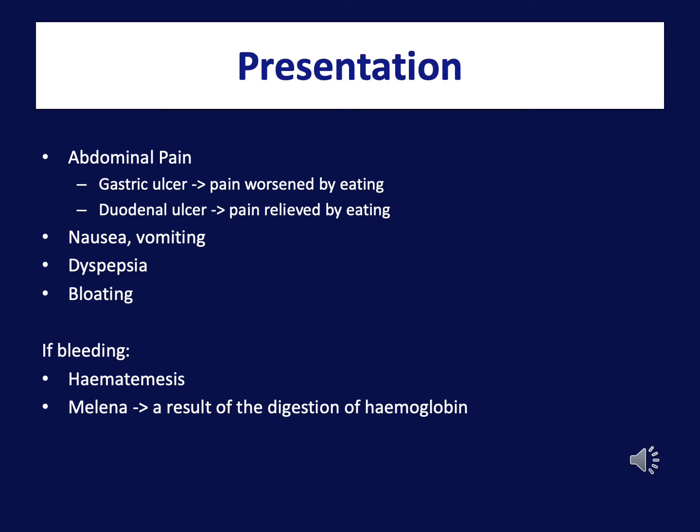That makes sense. So, other symptoms: nausea, vomiting, dyspepsia, which is just indigestion, and bloating. A bleeding peptic ulcer presents with hematemesis or melena. Melena is black stool, which is the result of the digestion of hemoglobin in the red blood cells.